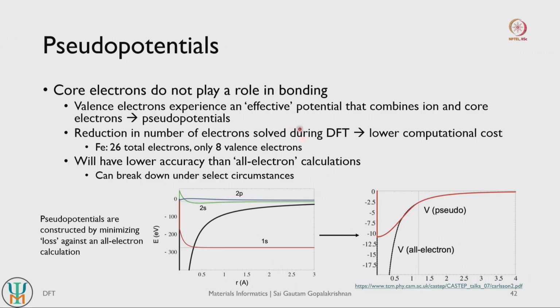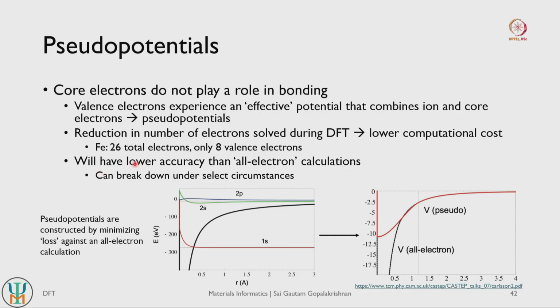right. So pseudo potentials are primarily designed to reduce the total computational cost. So they basically reduce the total number of electrons you are explicitly modeling in your DFT calculation. So you do not model the core electrons explicitly, you model only the valence electrons explicitly, and hence you reduce the total number of electrons to be modeled, and hence you lower your computational cost, right.